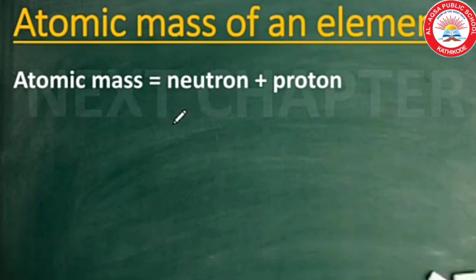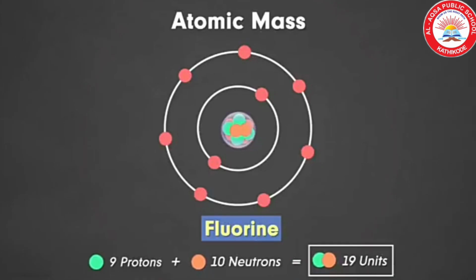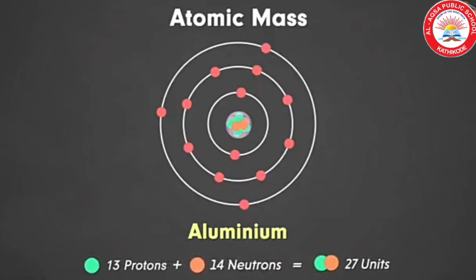Now we can discuss atomic mass of an element. We know that atomic mass is the sum of neutrons and protons present inside the nucleus, that we have already studied in chapter 4. For example, fluorine has 9 protons and 10 neutrons. So its atomic mass is 9 plus 10, that is 19 units. Next one, we can discuss aluminium. Aluminium has 13 protons and 14 neutrons in its nucleus. So its atomic mass is equal to 27 units.